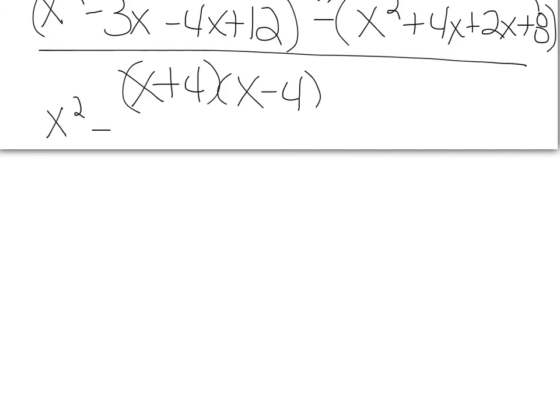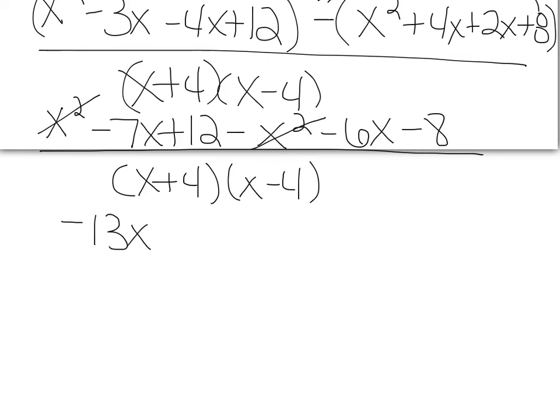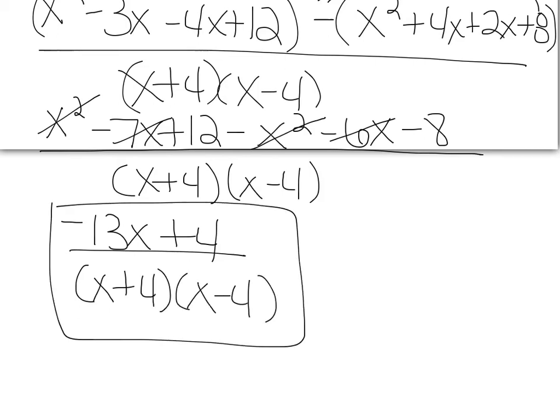So x squared minus 7x plus 12 minus x squared minus 6x minus 8. If you combine these two, it becomes plus 6, but it's going to be minus 6x, because I'm distributing the negative, minus 8. Okay, so x squared minus x squared cancel. Don't forget, this is all still over x plus 4 times x minus 4. And then we're going to do negative 7x minus 6x is negative 13x. And then 12 minus 8 is 4. And this is all going to be over x plus 4, x minus 4. You can't go any further, so that's going to be your final answer.